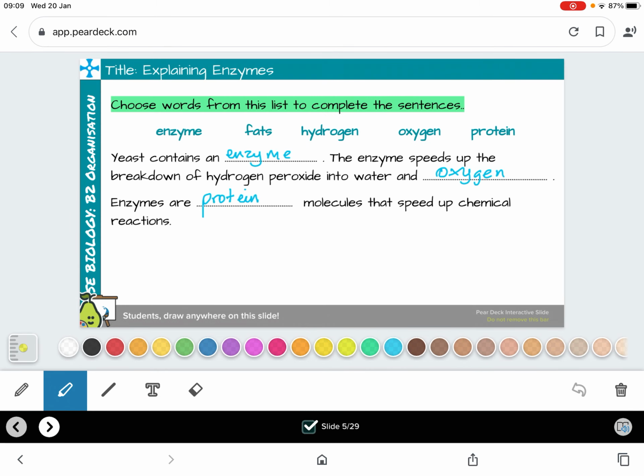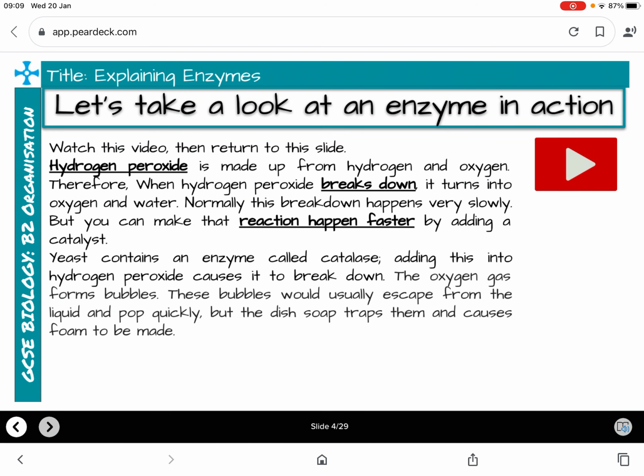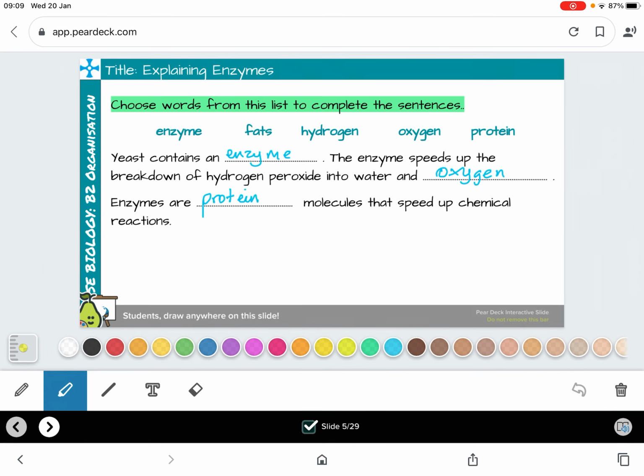Now I'm not sure if you didn't realize you can just flick back between slides, but it was quite clear that even though you'd watched a video and read that information, some people weren't really paying attention to what they were reading. So yeast contains an enzyme. The enzyme speeds up the breakdown of hydrogen peroxide into water and oxygen. So if you go back one page, it tells you third line down, hydrogen peroxide breaks down into oxygen and water. So you could just go back a slide and look that up if you didn't know.